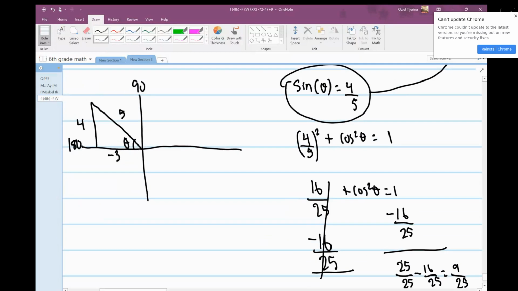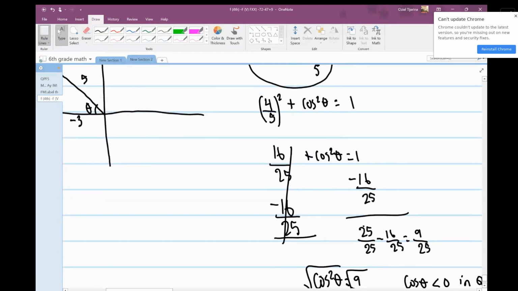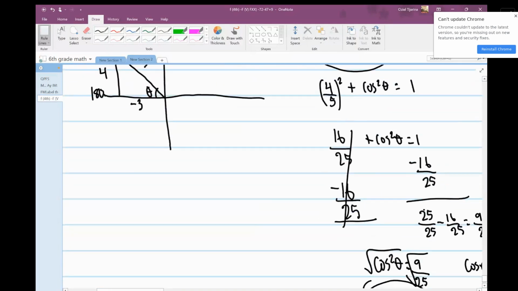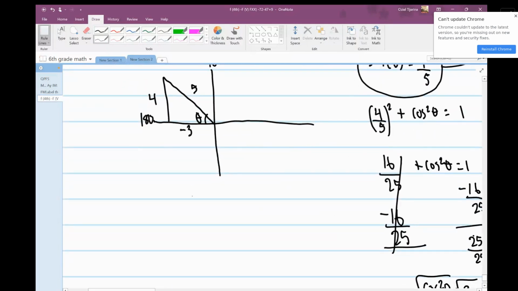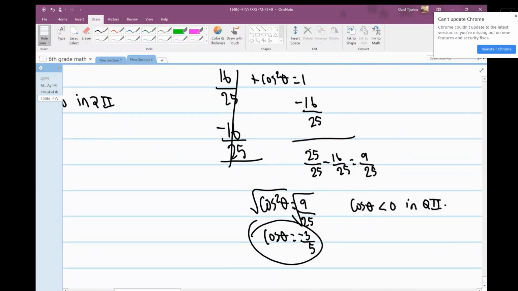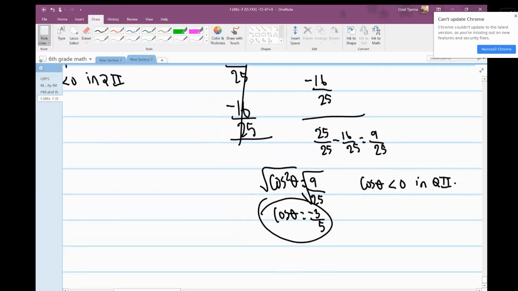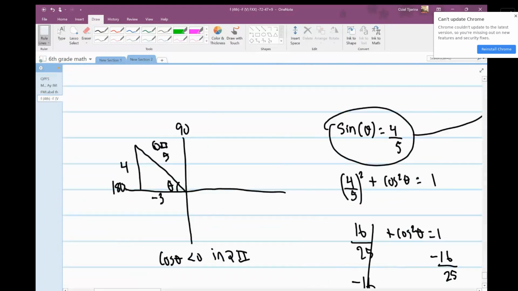Since cosine theta is negative in the second quadrant, because this is the second quadrant, right? So cosine is negative in the second quadrant. I got -3, so here I got that cosine of theta is -3/5. So that's what cosine theta is.